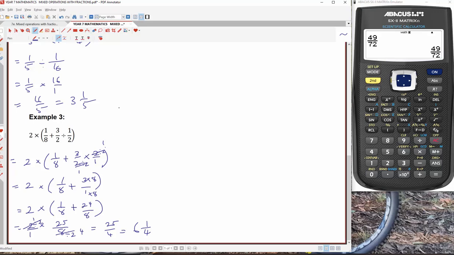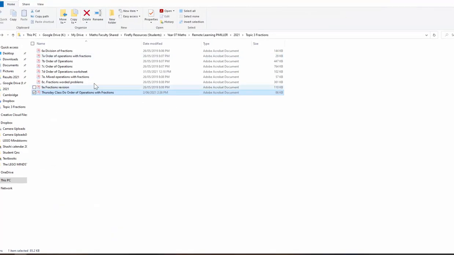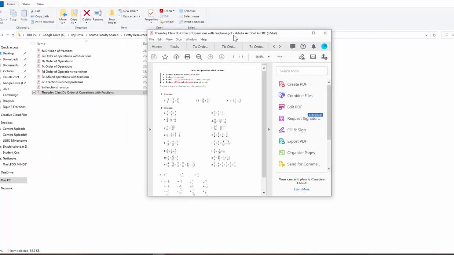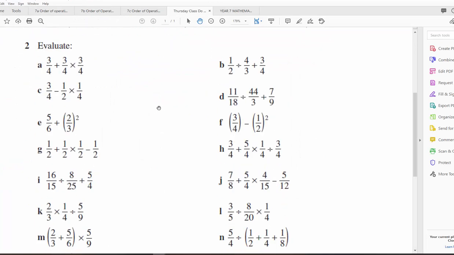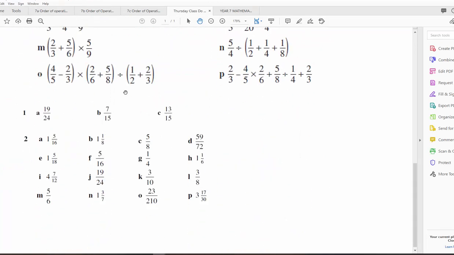All right, so there are the problems that I want you to put into your notebook. And then there's a worksheet on the Firefly page that I want you to open up. I'm going to try and pop it up on the screen here. Where is it? So in the Firefly folder, you'll find there are several documents. Topic 3 is fractions, and the one that you want to do is Thursday class, order of operations with fractions. It's this document here. You're just going to work through those questions, and these are obviously the answers here. All right, good luck.